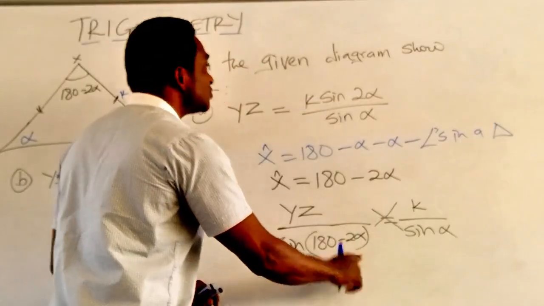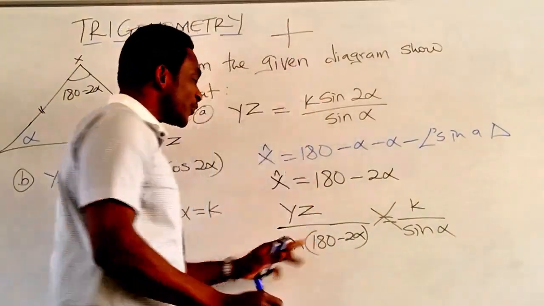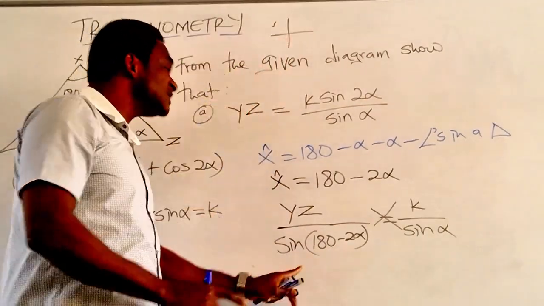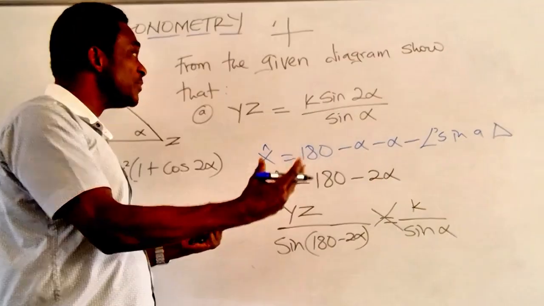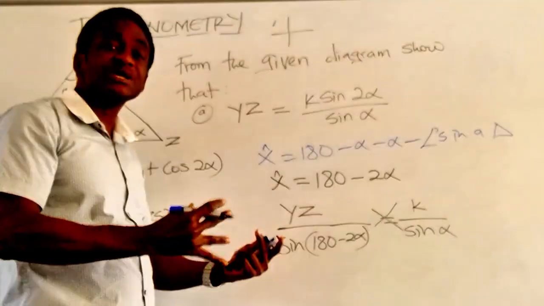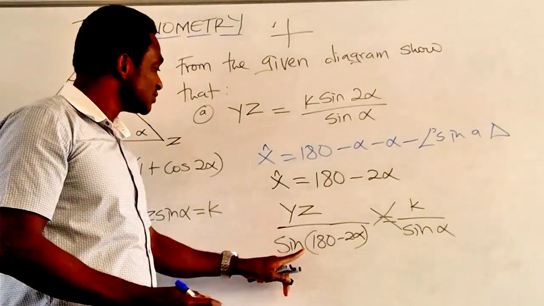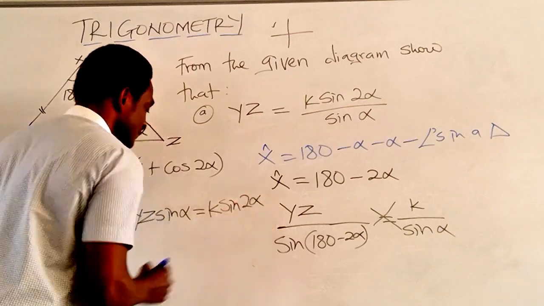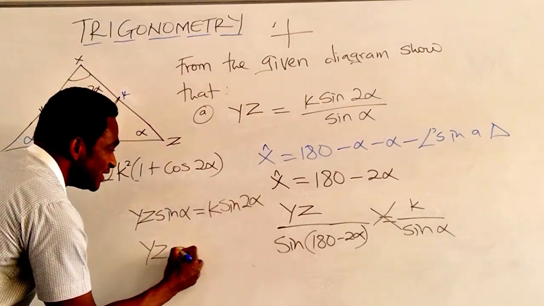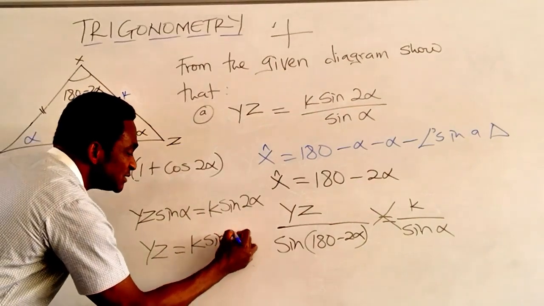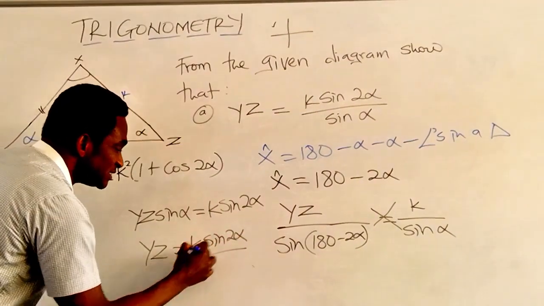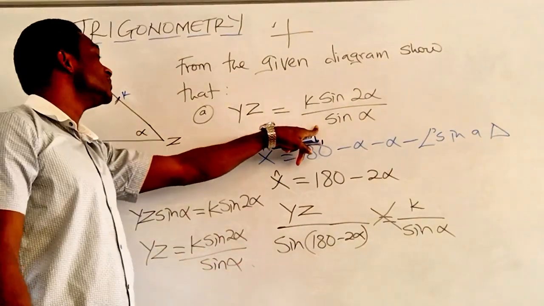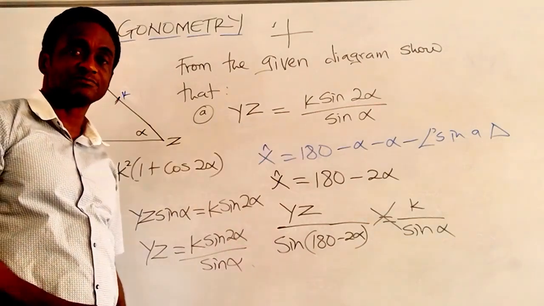Cross multiplying gives us YZ sine alpha is equal to k sine 180 minus 2 alpha. This is broken down using the reduction formula. It falls on the second quadrant, and sine is positive on the second quadrant. You see the combination of triangles and reduction formula, trig is trig, anything can pop up. So sine of 180 minus 2 alpha is sine of 2 alpha. So now, if we divide both sides by its coefficient, YZ will be k sine 2 alpha over sine of alpha, which is what they want us to arrive at.